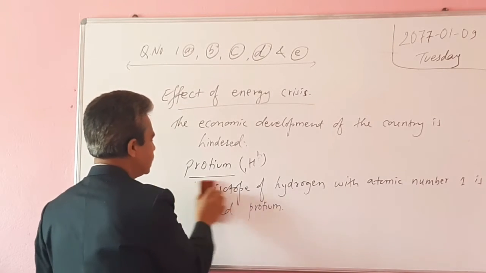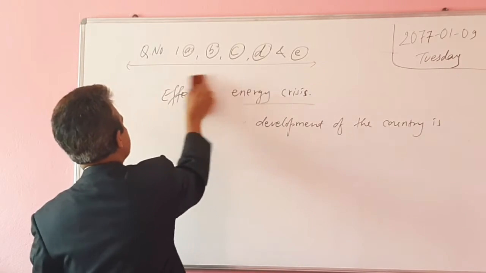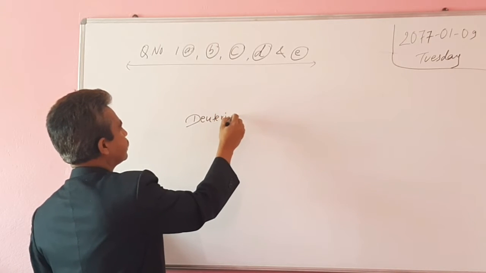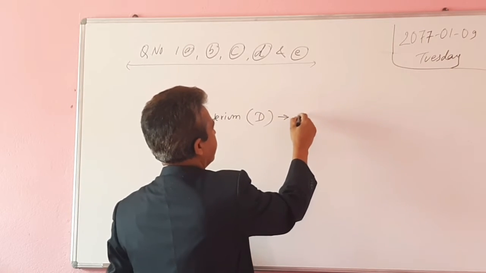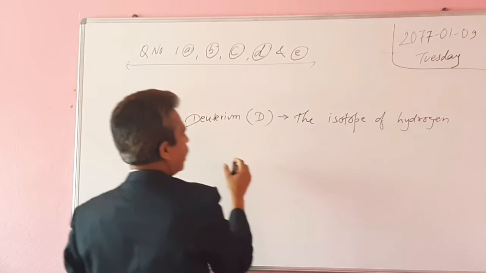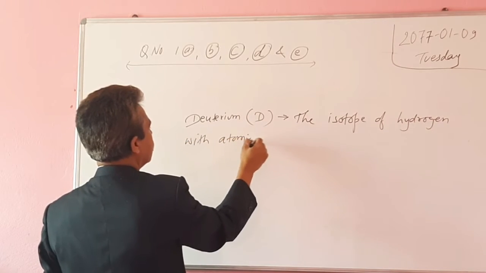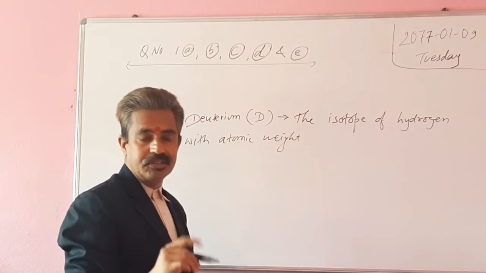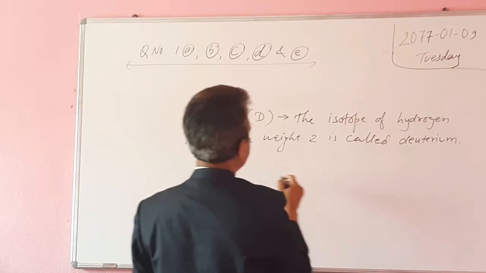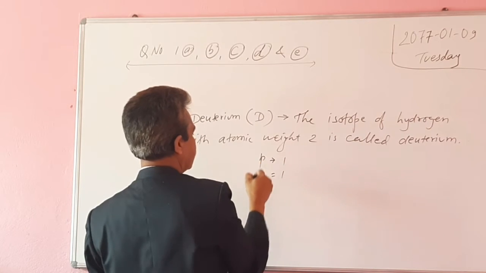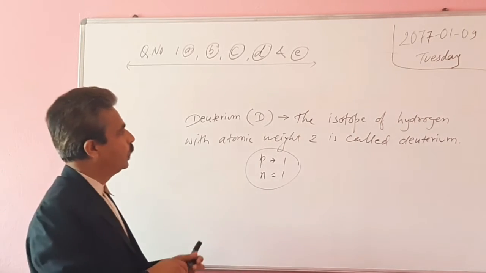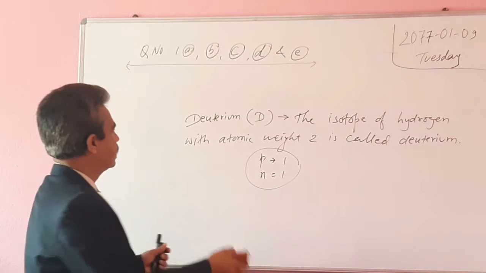Deuterium. So, how do you define deuterium? Let's define deuterium also. We can write here D. The isotope of hydrogen with atomic weight 2 is called deuterium. In case of deuterium, there is proton 1, neutron also 1. But in case of protium, there is one proton, no neutron. Okay?